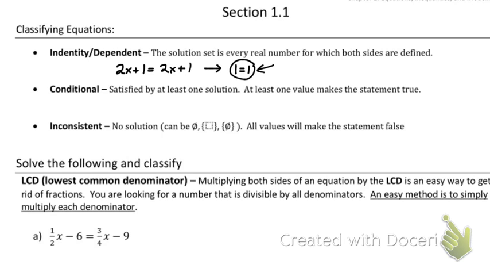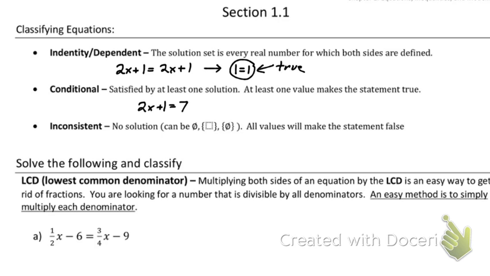So when solving it, if it comes out to a true statement, we've seen that before, that is our dependent or our identity. So you might either see that it's equal or you might get to that. Conditional. Conditional is one that is satisfied by at least one solution. So a dependent is considered a conditional. But most of the time when we list conditional, it means we just have a couple solutions or one solution. So an example of that might be 2x plus 1 equals, let's pick something that works, let's go 7.